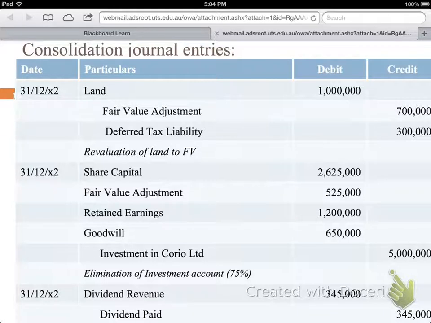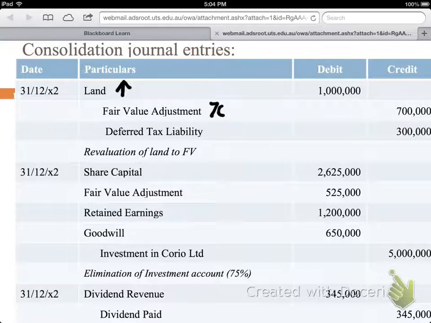What we're going to do first is revalue the land. Note, you don't have to revalue the land first every time. The order of the consolidation adjusting entries is up to you, but my advice is to always stick to the same order so you don't forget consolidation entries. I'm simply going to follow the order provided on these slides. So first I'm going to revalue the land. You were told that it was $1 million below fair value, so I'm going to increase the land, debit $1 million.